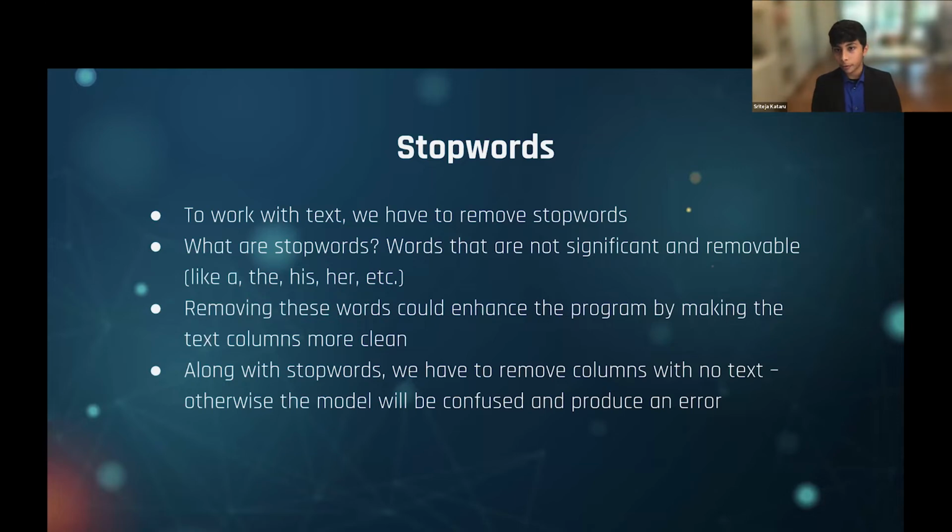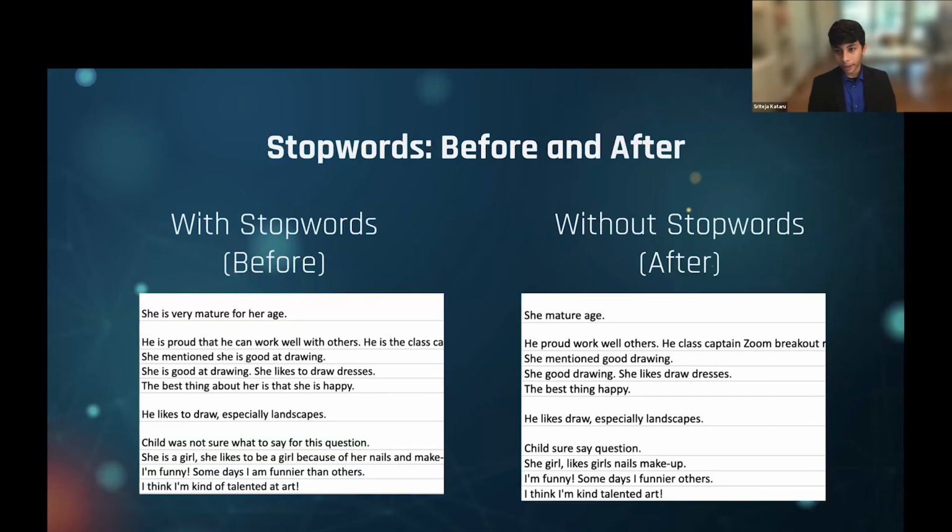So here we see a before and after, with stop words and without stop words. Here we see "she is very mature for her age." And then after I input it into the Python program, which removes stop words, the output is "she mature age," the only relevant words in the text. So then let's go over AI models.